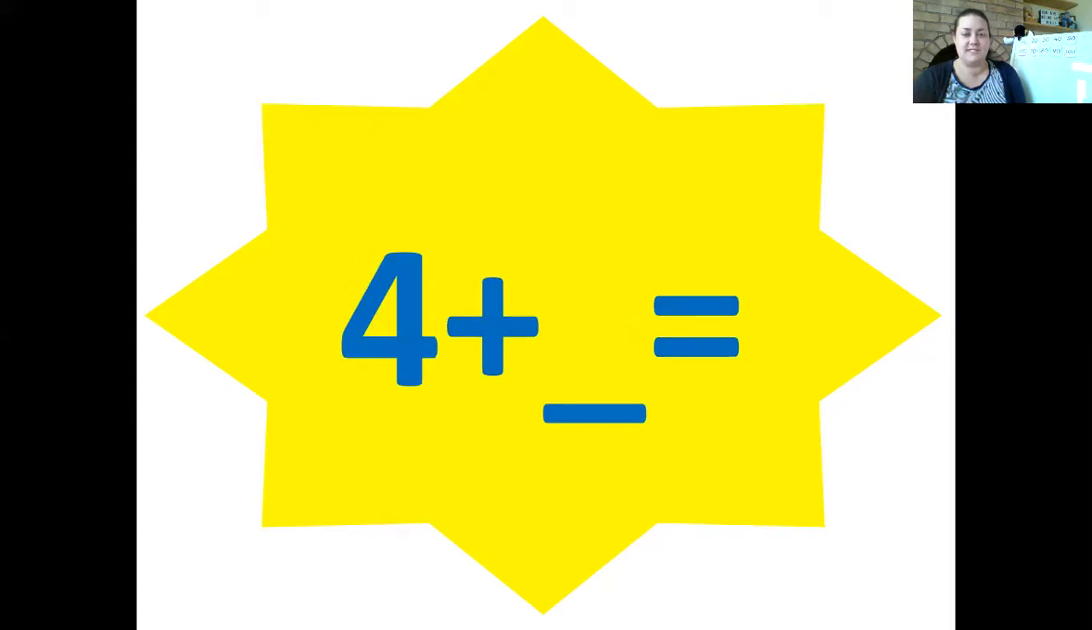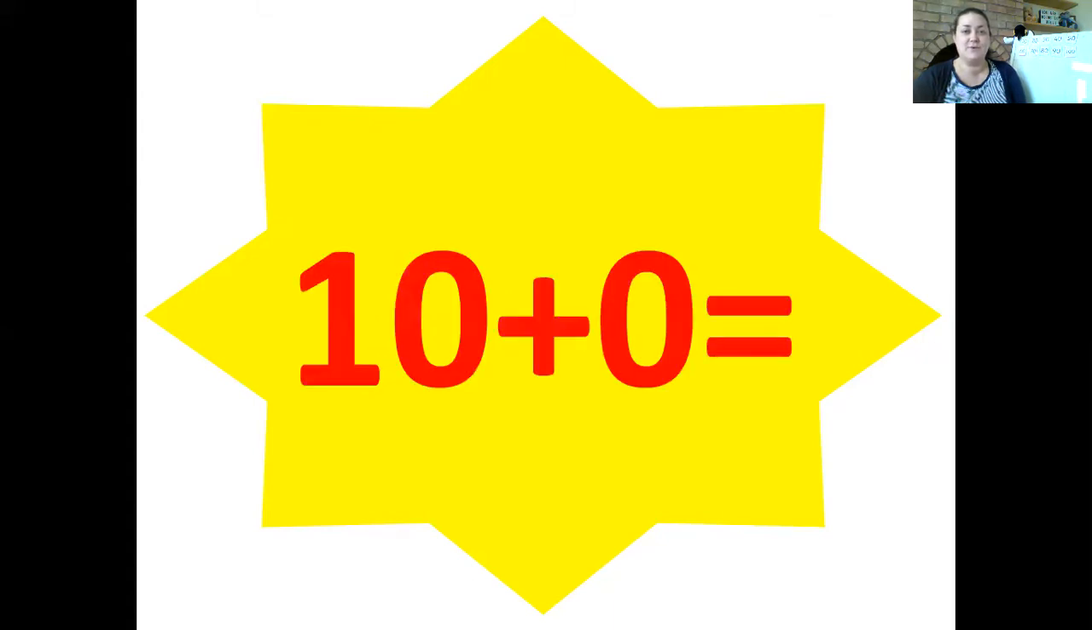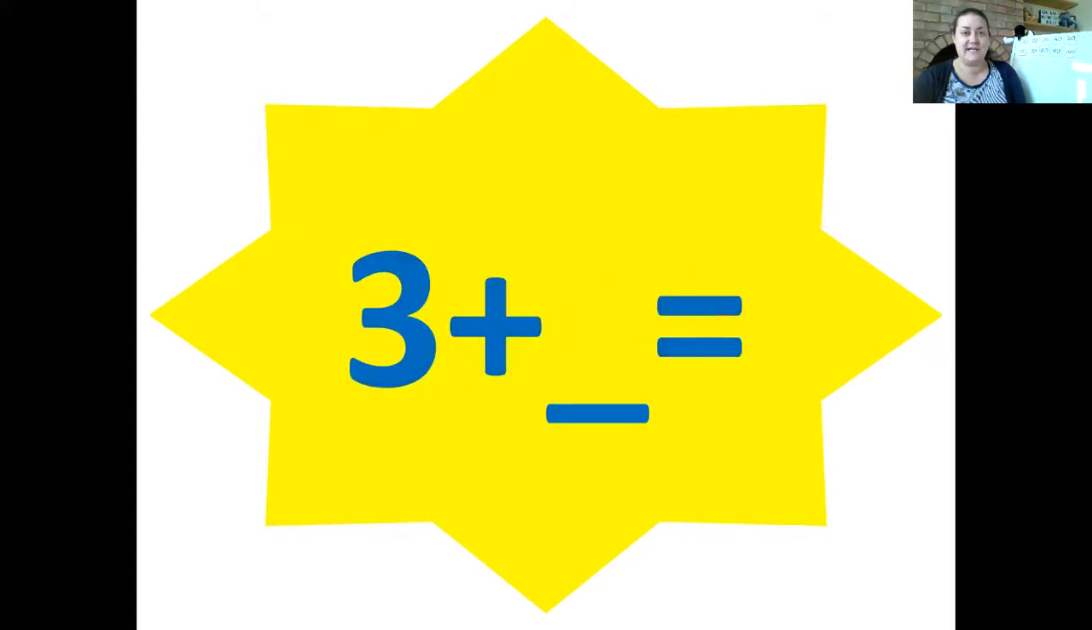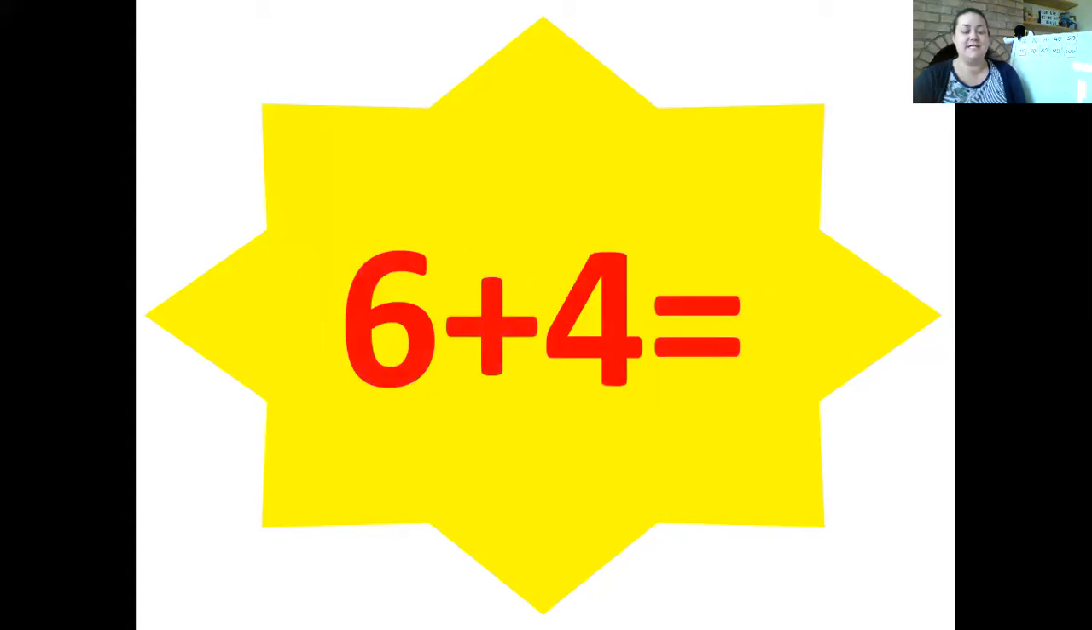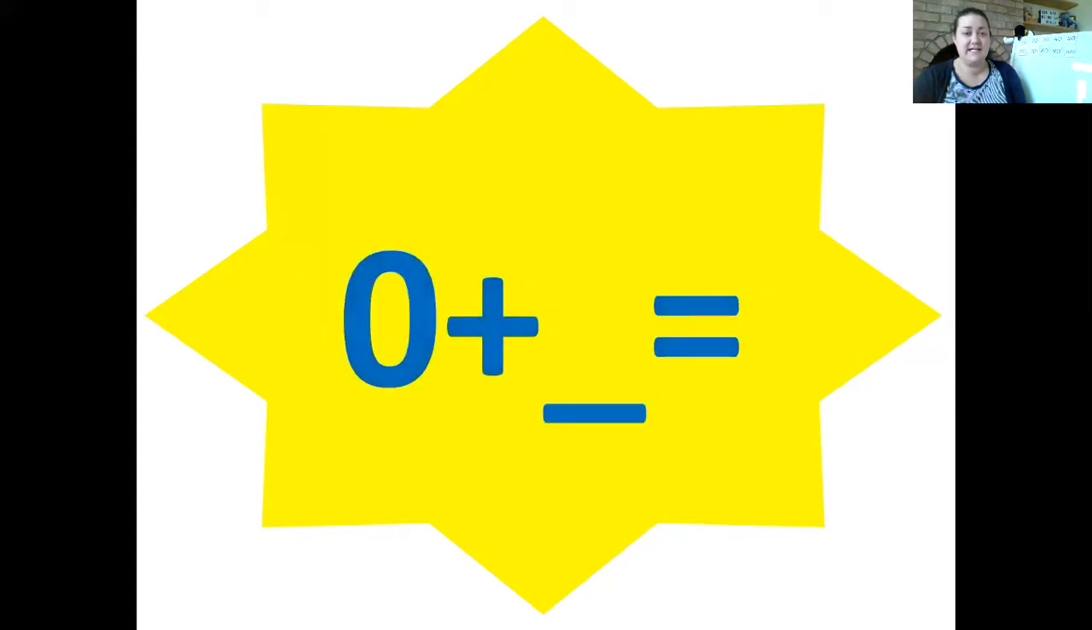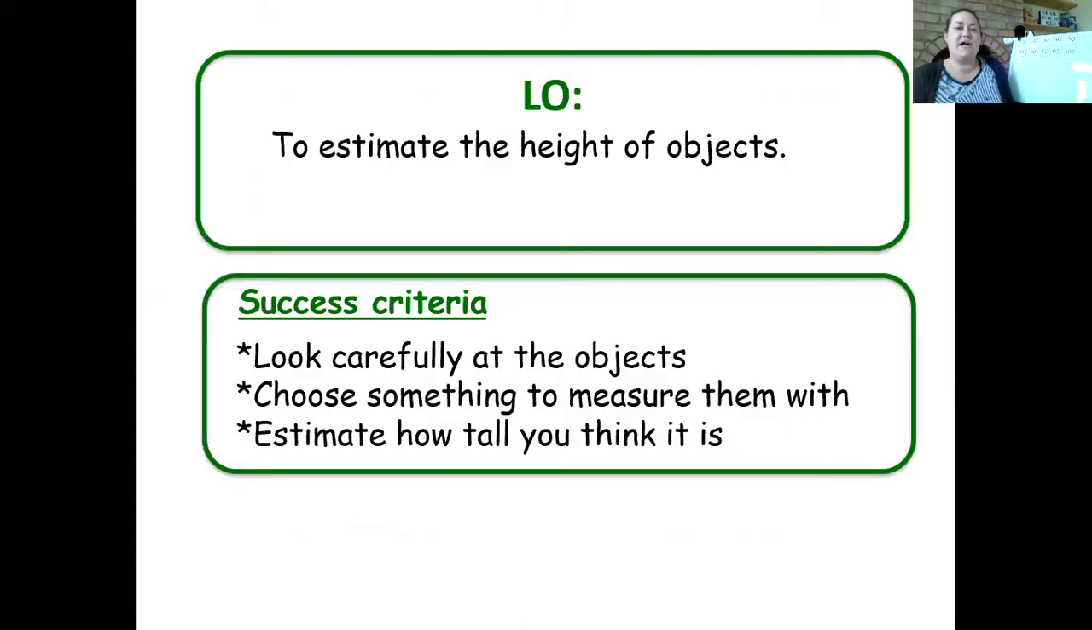4 add something equals 10. Good. 4 add 6. 8 add what equals 10? Good. 8 add 2. 7 add what equals 10? 7 add 3. Good. 10 add 0 equals 10. 3 add what equals 10? Good. 3 add 7. 10 add something equals 10. 0. Good. 6 add 4 equals 10. 0 add something equals 10. 0 add 10. Good. So keep practicing those because you are getting much more confident with them and much quicker at knowing the answers. So well done to you.